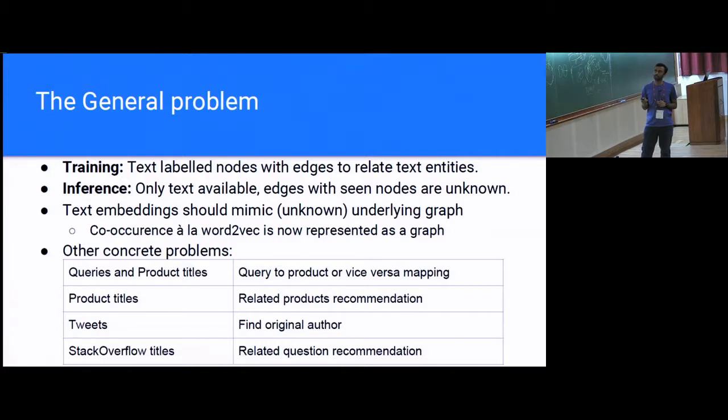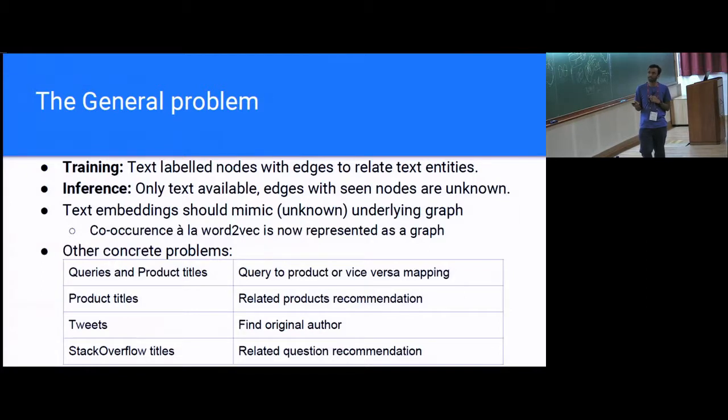And the embeddings that we get should mimic this underlying graph. If you know word2vec, then this is saying that the co-occurrence idea from word2vec is being replaced by edges in the graph. A few other concrete problems would be if you have queries and product titles and you want to go from queries to products or vice versa, instead of reformulating queries, you could use product titles and recommend related products. For example, Amazon gives you 'other users who bought this also viewed' and so on.